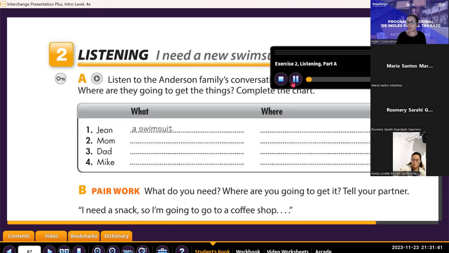Page 87, Exercise 2, Listening. I need a new swimsuit. Part A. Listen to the Anderson family's conversations. What do they need? Where are they going to get the things? Complete the chart.